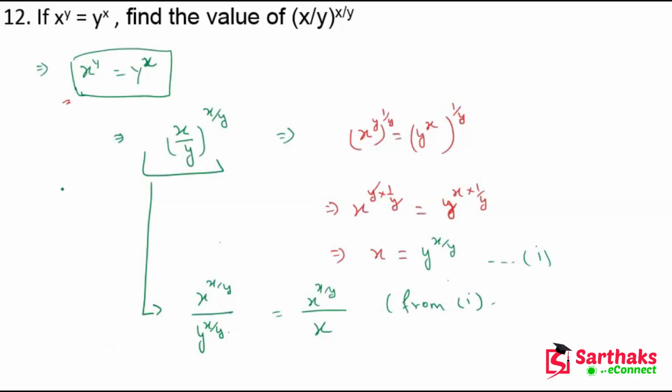Yes. So we have x raised to power x upon y upon x. So base is same, so power will be subtracted because this expression is in division. So here we have x raised to power 1, so we can write x raised to power x upon y minus 1. So this is the answer of this problem. So I hope you understand these things.